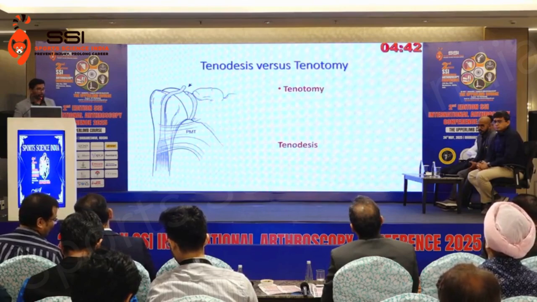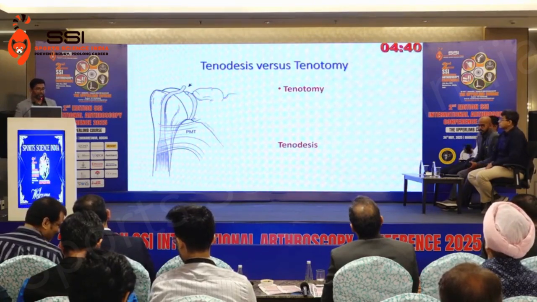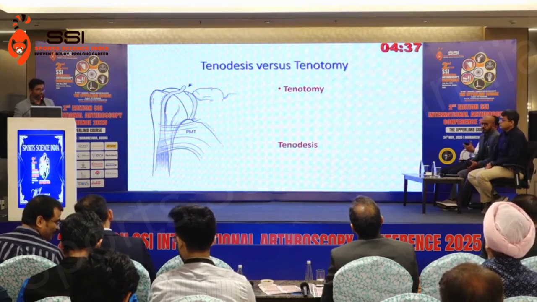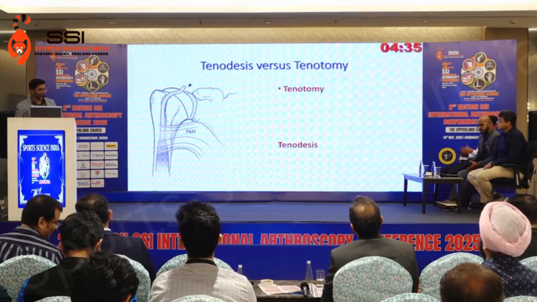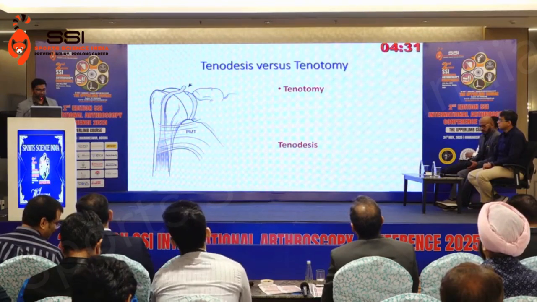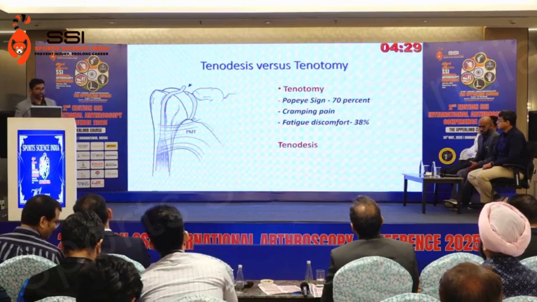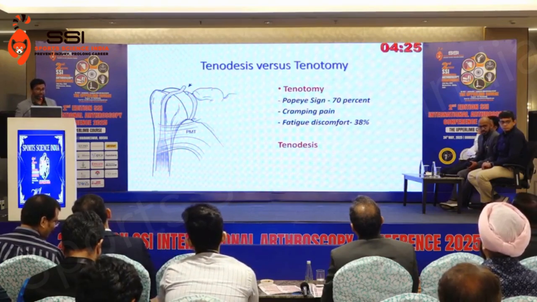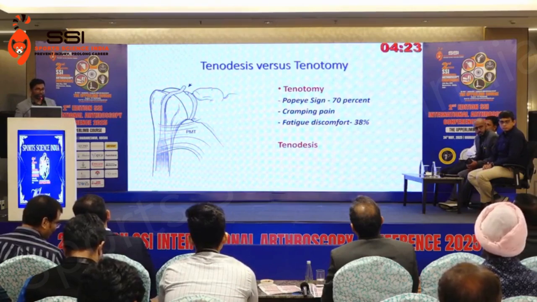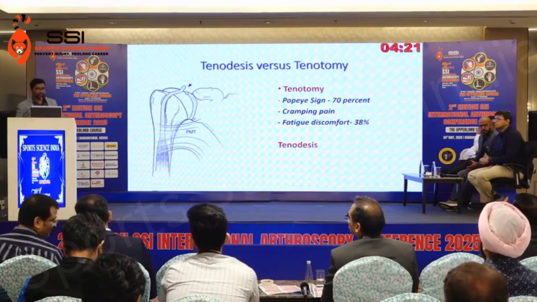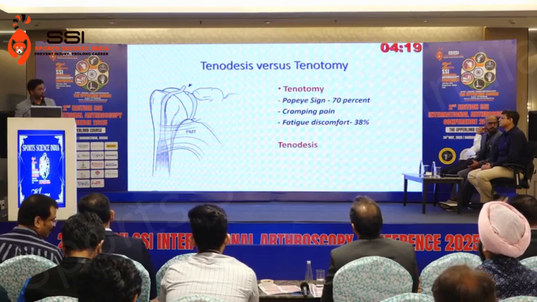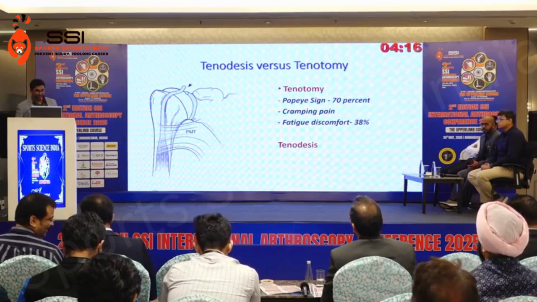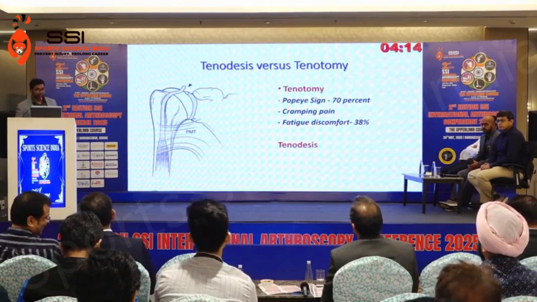Now, how do you address biceps tendon pathology? It can be either in the form of a tenotomy, wherein we cut the tendon, or in the form of a tenodesis. Obviously, tenotomy is very easy to do. It's a simple procedure. The problem is you can have Popeye syndrome in 70% of the patients. Some patients develop cramping pain, which can persist long term. And when done in young patients, especially sporting individuals, they can develop fatigue discomfort, which can be seen in as high as 38%.